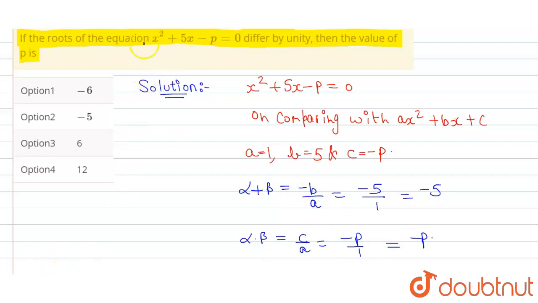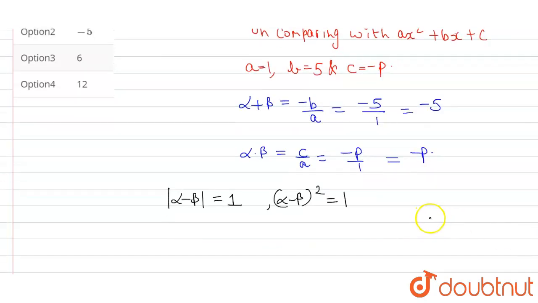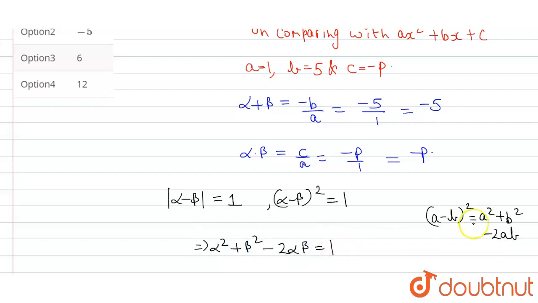Now it is given in the question that roots of the equation differ by unity. That means mod of alpha minus beta is given as 1. Now we can write this as alpha minus beta the whole square is 1. Now this is a minus b the whole square identity, and we know a minus b the whole square is a square plus b square minus 2ab. So this will be alpha square plus beta square minus 2 alpha beta equal to 1.